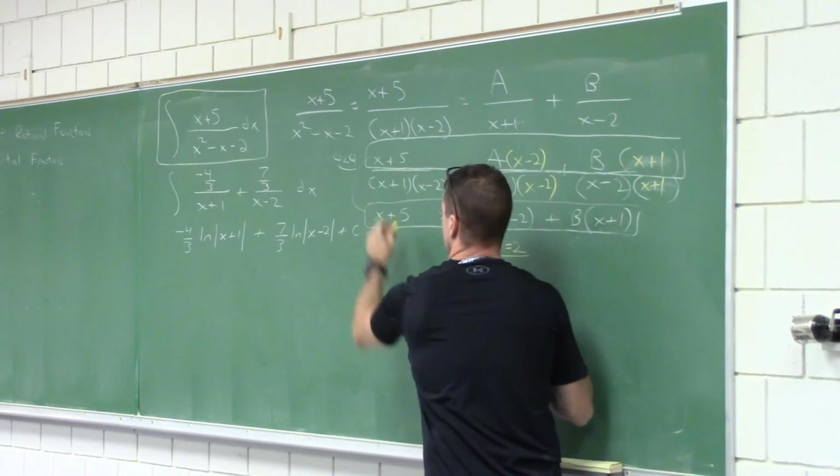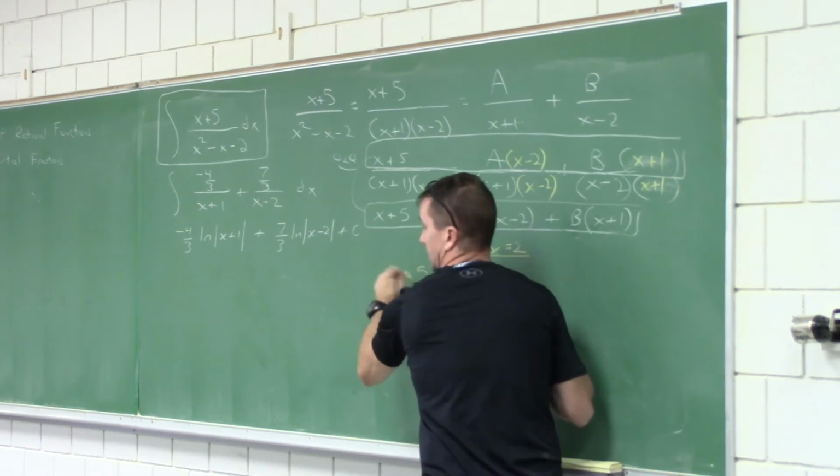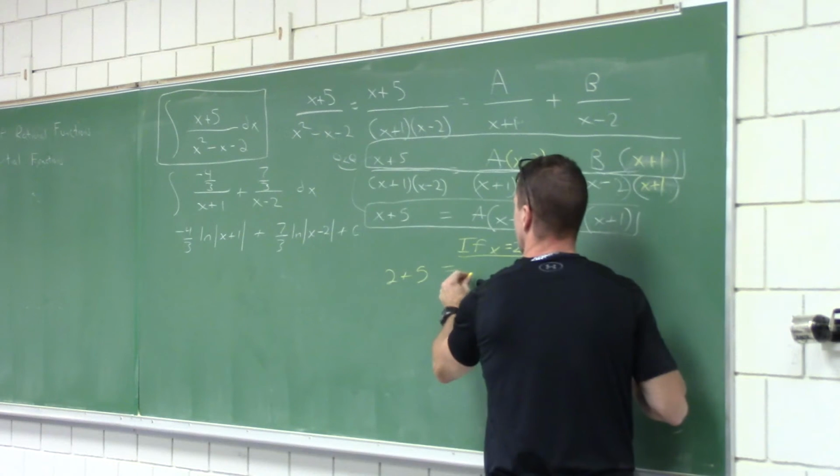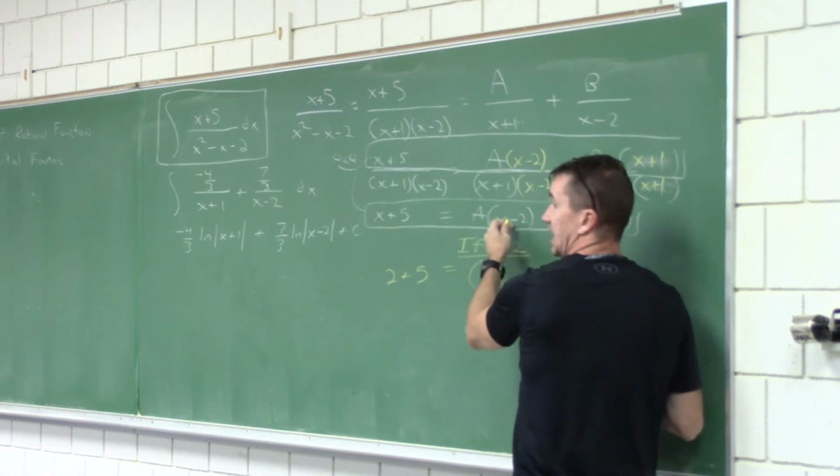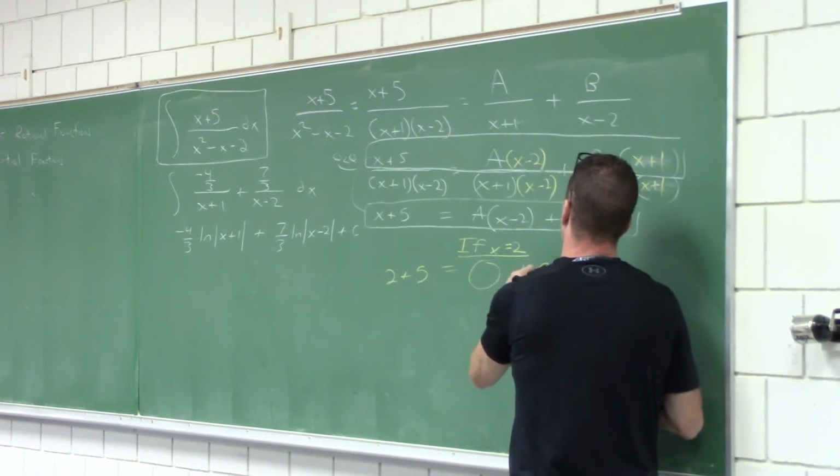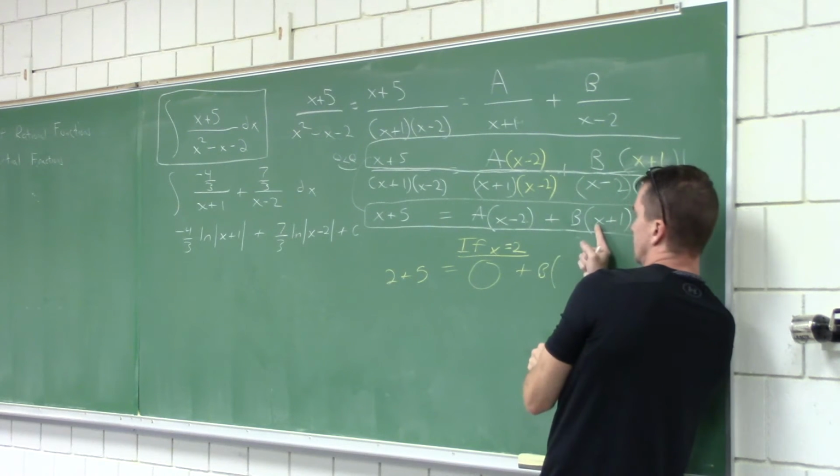Well then what would this be? 2 plus 5, oh that's 7. This turns into what? 0, because 8 times 0 is 0. Plus, now you gotta put it right there. What's 2 plus 1?